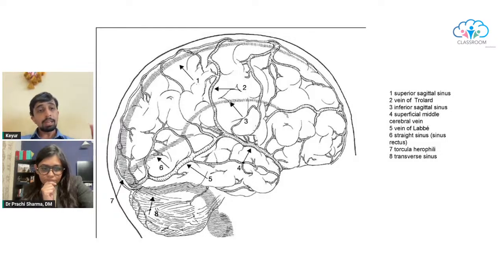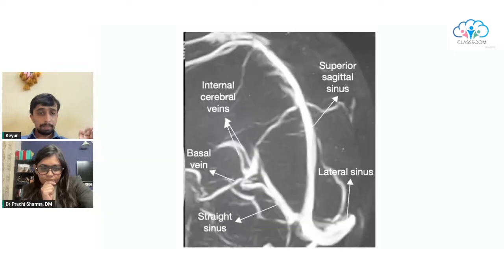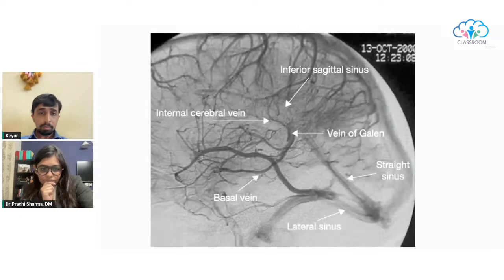This superficial middle cerebral vein will ultimately drain into the cavernous sinus. So these veins are a kind of communication between the sagittal sinus and the cavernous sinus. Here is an MRV diagram of how the sinuses appear. We can see the superior sagittal sinus. The lateral sinus is also known as the transverse sinus. Here is the straight sinus, the internal cerebral veins, and the basal vein of Rosenthal joining the internal cerebral veins to form the great vein of Galen.